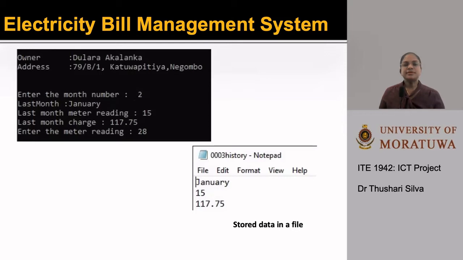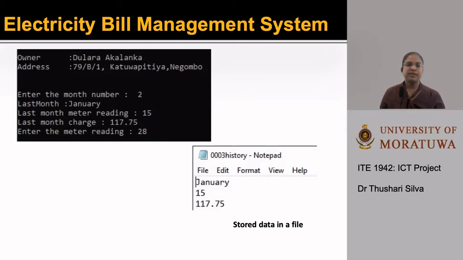So this part of the system shows that the owner, Dulara Kulanka, has paid the January bill. 15 units have been consumed, and 117 rupees and 75 cents is the monthly charge for the month of January. By displaying this sort of bill, let's go and see how these numbers have been computed.